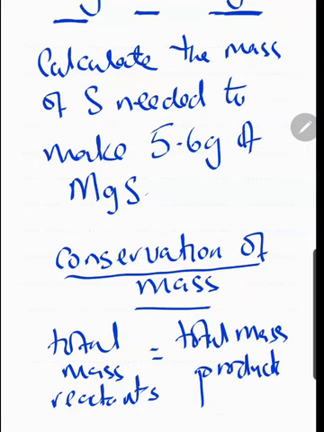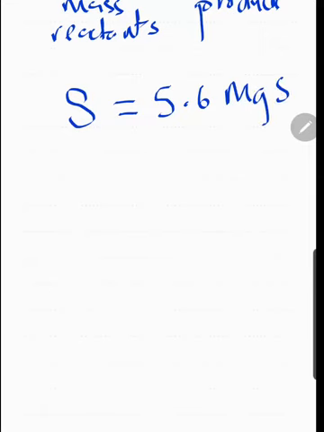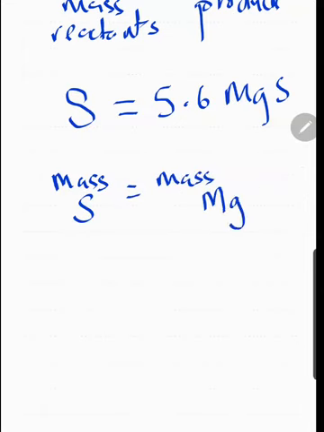Okay, now I'll try to go slowly here because it's a hard concept and I'd like everyone to understand what's going on here. So we want to know how much sulfur is needed to make 5.6 grams of magnesium sulfide. I'm not interested in magnesium, I'm just interested in sulfur and MgS. So this is how we're going to do it. Mass of sulfur equals mass of magnesium sulfide.